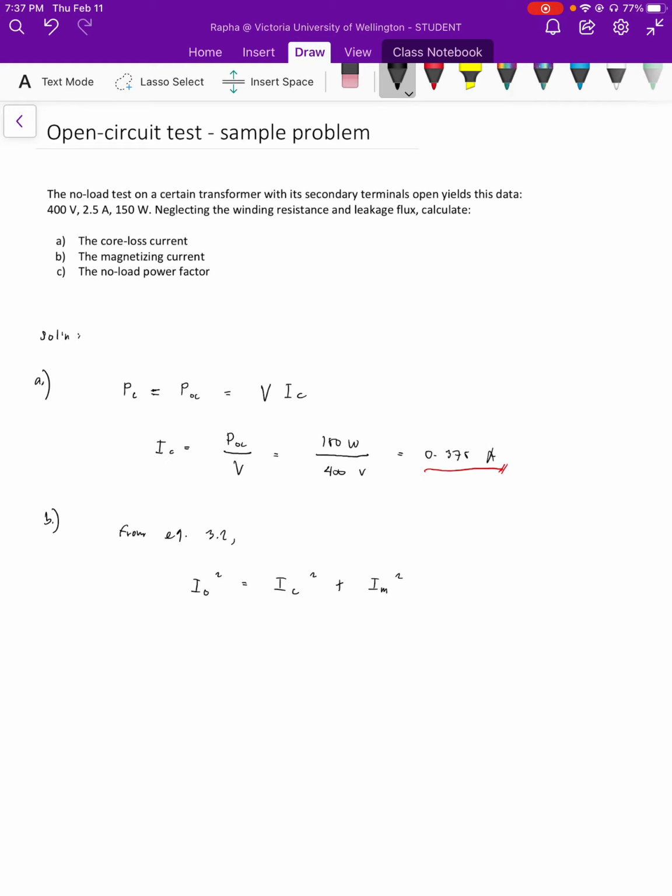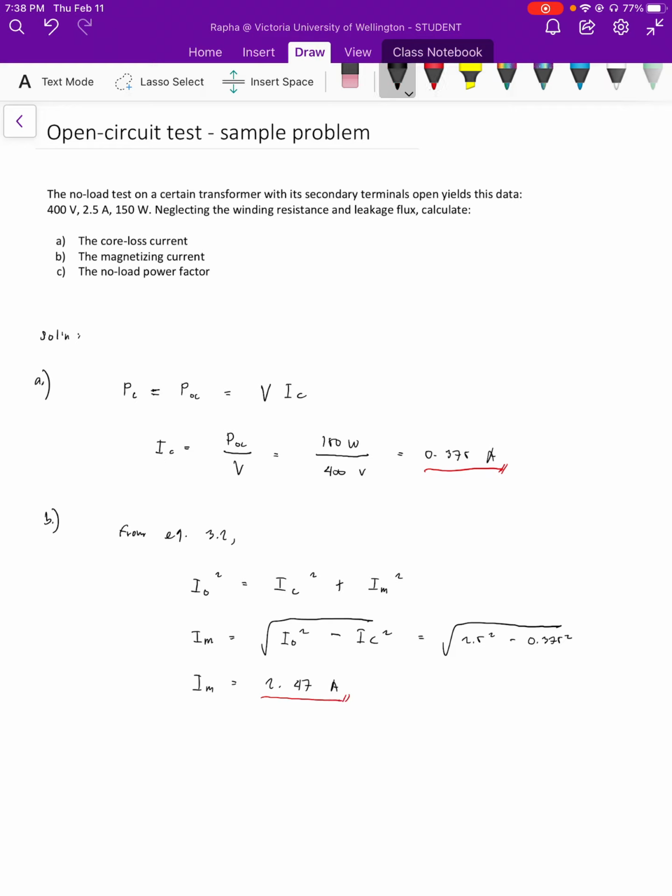So solving for IM, sa sulod sa square root, we have IO squared minus IC squared. We have 2.5 squared minus 0.375 squared. So that yields us with the real answer for the magnetizing current of about 2.547 amperes. So that's our final answer.